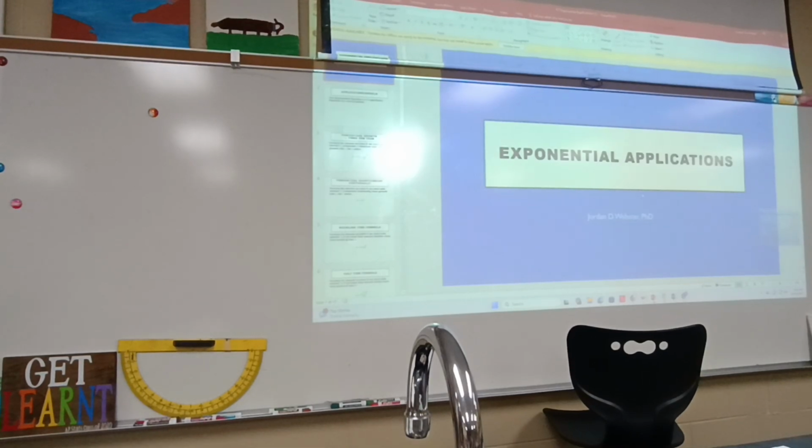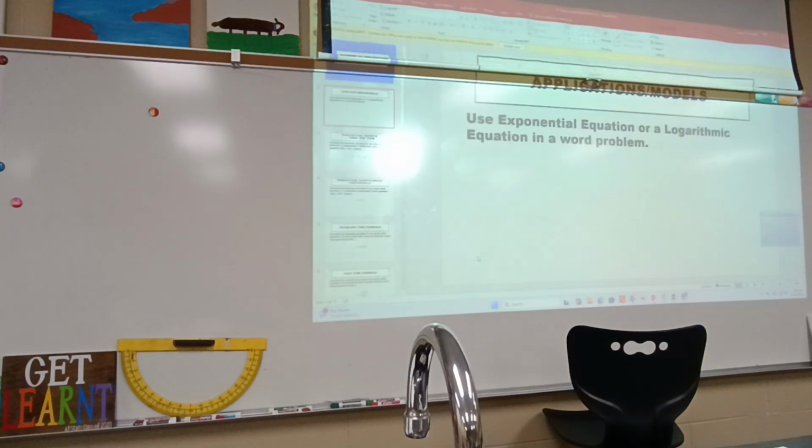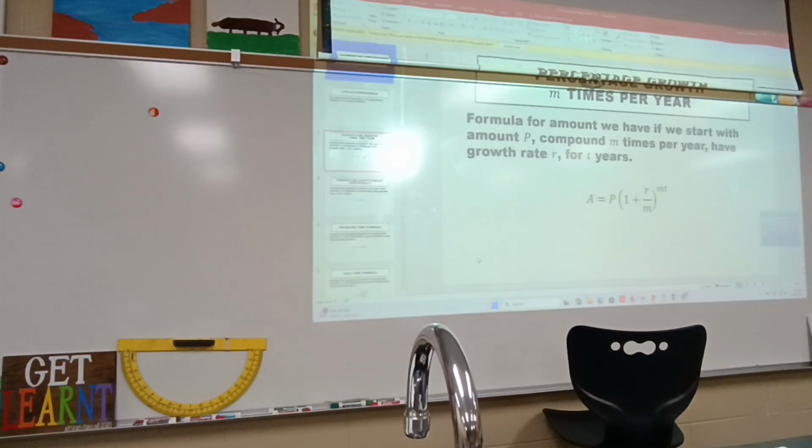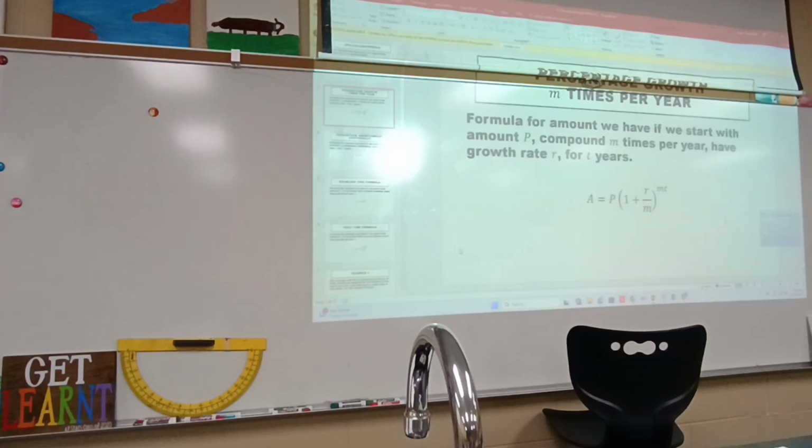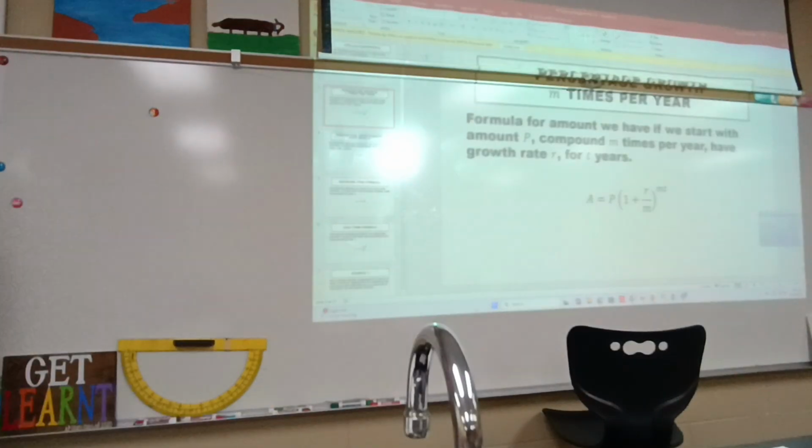Today we're going to take what we learned yesterday and turn it into story problems. Good news, bad news. These story problems, if you look at your first few pages, there are pretty much 4 formulas you're going to use. Those are the 4 formulas that you'll use every time. You'll just have to figure out what situation to use them in.